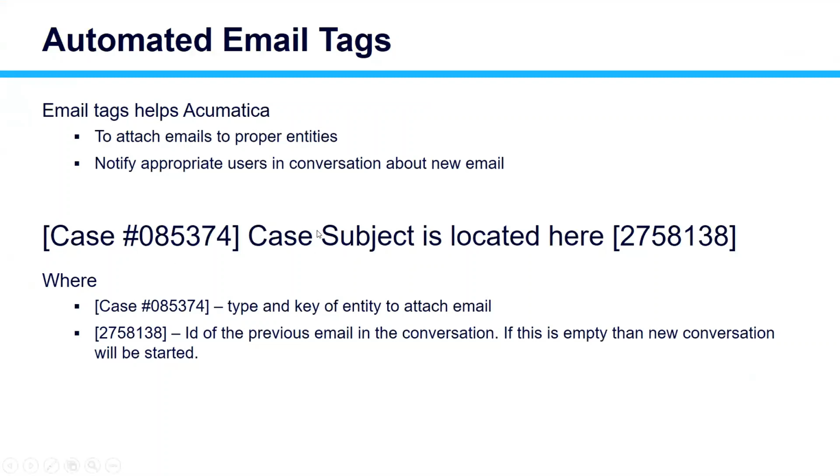So these two things in the case, in the beginning and in the end, are used for automatic email processing. The number in the beginning, 085374, is the case number to which I attach this email. And the second last number, 2758138, is a conversation ID for Acumatica to find the name of the case, the original email, to reply back, because we are playing the man in the middle.